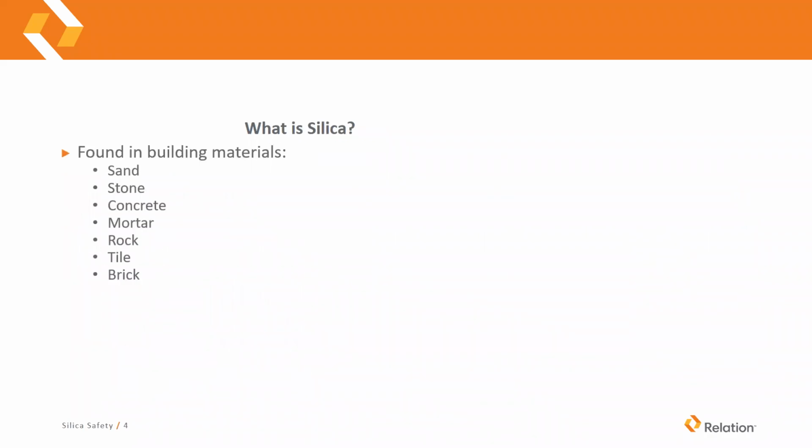So where is silica found? It's found in many building materials: sand, stone, concrete, mortar, rock, tile, and brick. And it's used to make all kinds of different things, but primarily glass, pottery, ceramics, bricks, and artificial stone.